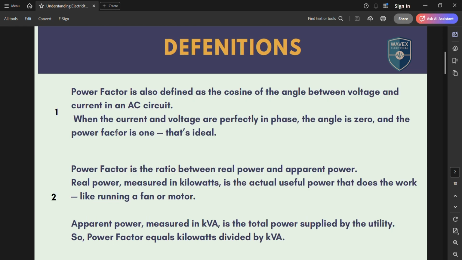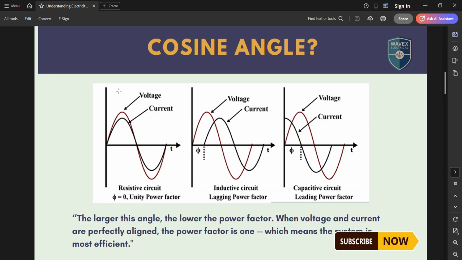When the current and voltage are perfectly in phase, the angle is 0 and the power factor is 1. That is ideal. What do you mean by that? When the current and voltage are perfectly in phase, the angle is 0 and the power factor is 1. That's ideal. So that waveform is the first waveform. You can see this first voltage and current waveform.